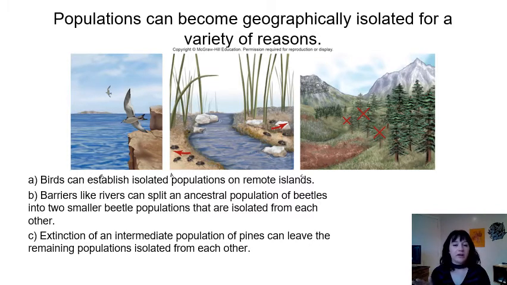Rivers can come in and split a population in two, right? Here we have an example of a beetle population that's been split in two by a new river, and now those two populations, even though they originally were the same species, are going to evolve differently and may eventually not be able to reproduce if they ever came in contact.